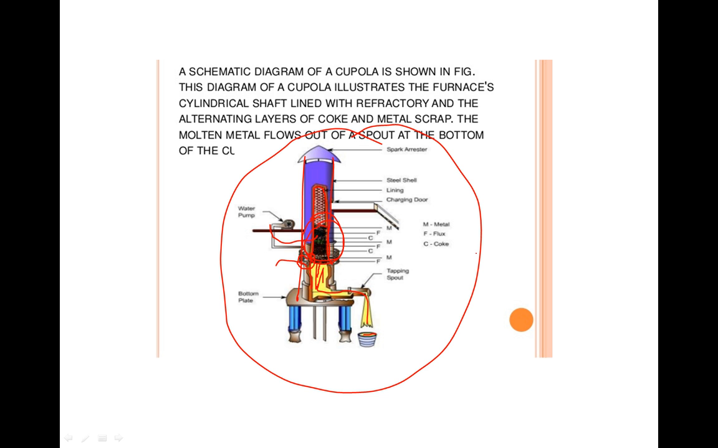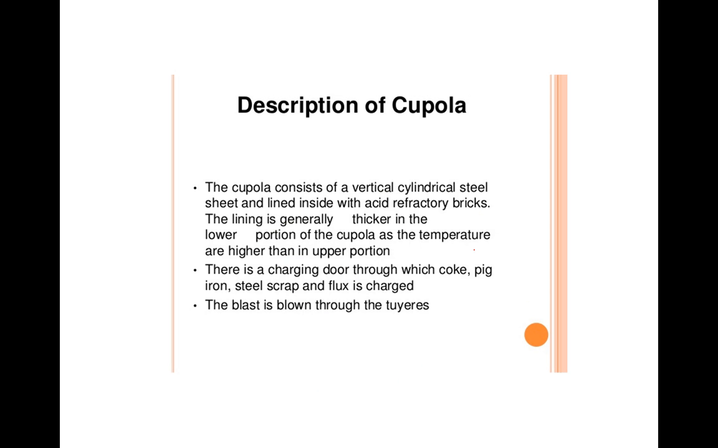So this is all about the cupola furnace. This is the spark arrestor, to arrest the spark from this portion so that maximum heat is utilized inside the furnace. This is the charging door from where you are going to pour the coke, flux, carbon, then metal inside this charging door.